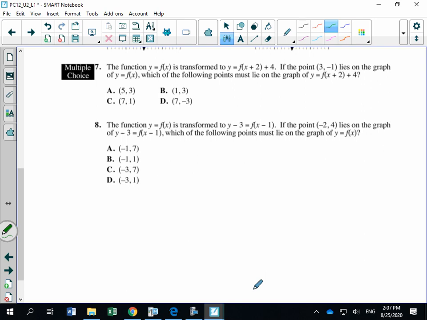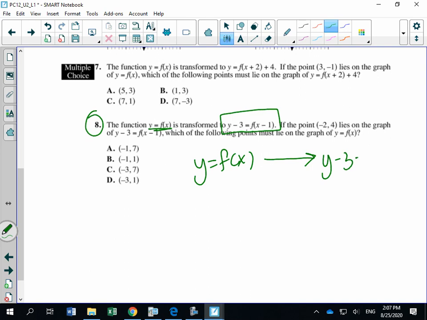Okay, so here's number 8. So let's do this guy together. What it says: the function y is equal to f of x is transformed to this guy here. So y minus 3 is equal to f of x minus 1.